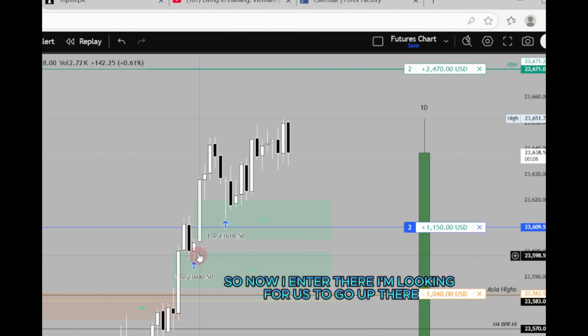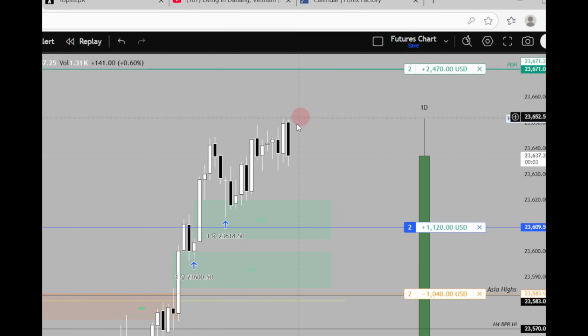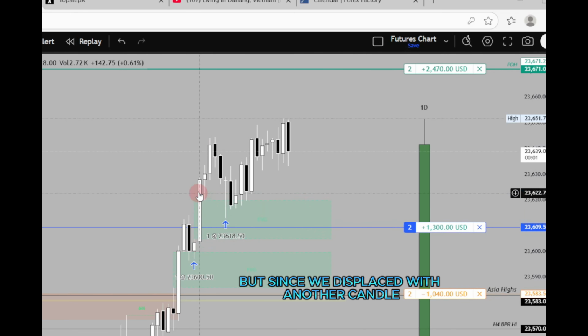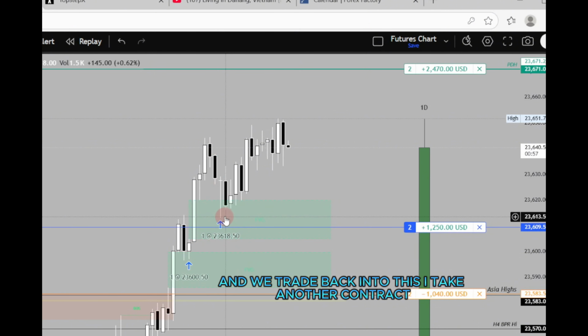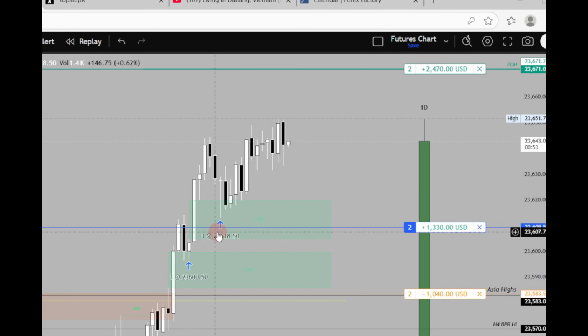So now I entered there. I'm looking for us to go up there, but since we displaced with another candle, creating a fair value gap, and we trade back into this, I take another contract, right?